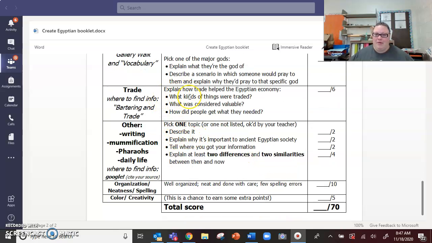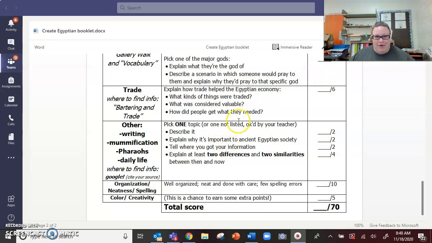With trade, you remember our bartering activity where we traded things? You're going to explain how trade helped the Egyptian economy by answering these 3 questions. Again, if you don't have space to write on this paper, get a lined piece of paper. Your teachers have them in their classroom. You may have your own notebook.